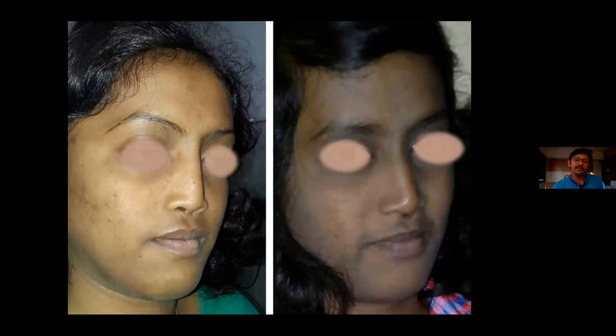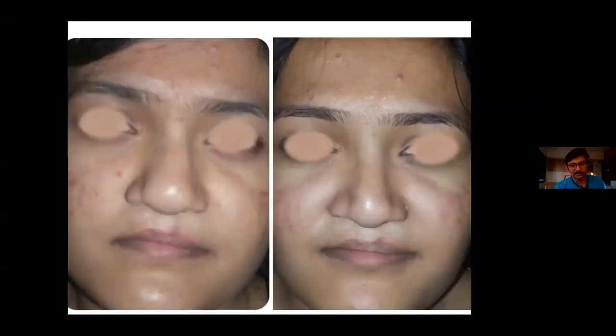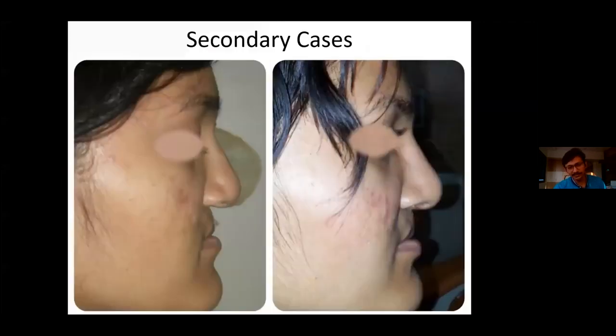Now, this is a secondary case in which a primary surgeon had put silicone on the dorsum and silicone on the columella. The silicone on the columella immediately came off, and the silicone on the dorsum is still remaining over there. We removed everything, we reconstructed everything with the costal cartilage graft, and we could get a good result. These are the similar cases.